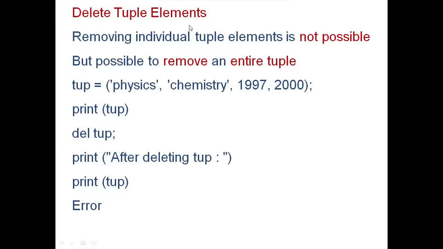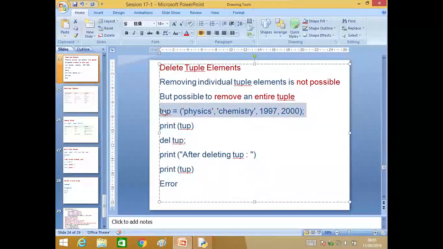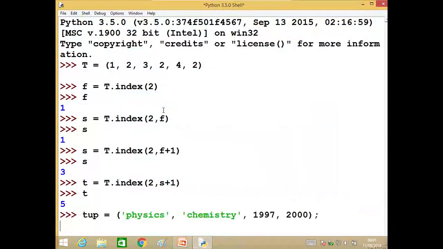And then next is deleting tuple elements. Removing individual elements is not possible. As it is not possible in strings, here also you cannot remove a particular element in the tuple, but as such you can delete the tuple. So for example, I am having it here, you can just see a demo for this, right?